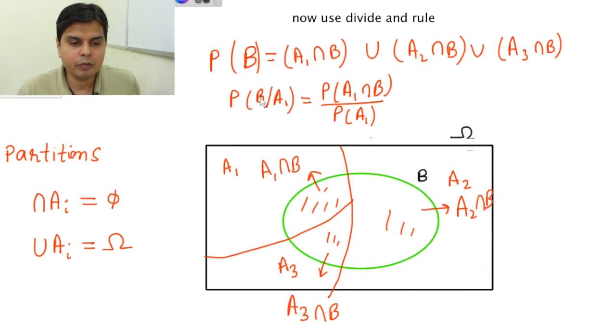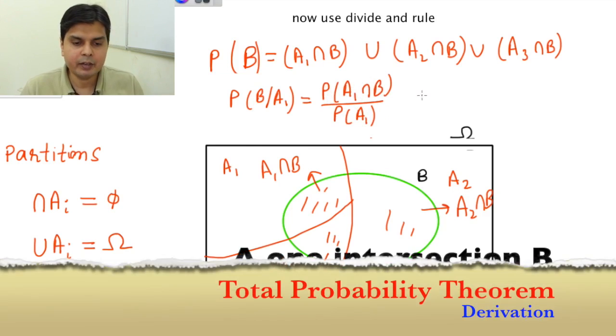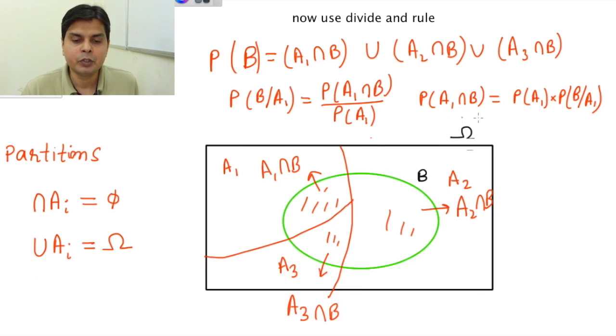Using the formula of conditional probability, I can say that the probability of B given A1 is equal to the probability of A1 intersection B divided by the probability of A1. So I can use this formula to find the probability of A1 intersection B. I can write the probability of A1 intersection B as the probability of A1 times the probability of B given A1. Similarly I can write for A2 also, and for A3 also, and using these three formulae I can get my total probability, that is, the probability of B.